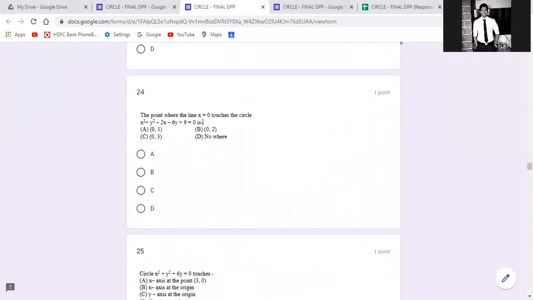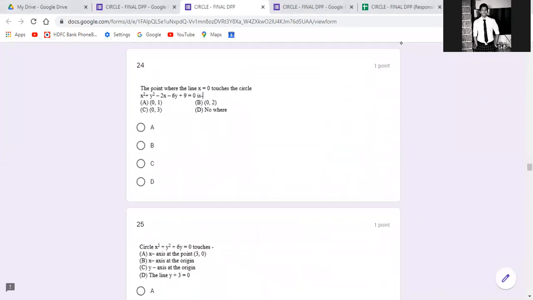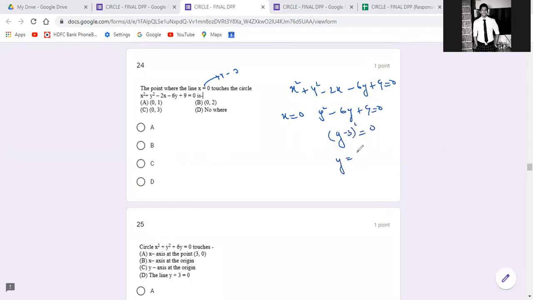After 23, next. Sir, 24th and 25th. 24th: the point on the line x equal to 0 where the circle touches. What do you mean by x equal to 0? The y-axis. So put x as 0 in the equation x square plus y square minus 2x minus 6y plus 9 equal to 0. Put x equal to 0: y square minus 6y plus 9 equal to 0. So y minus 3 the whole square equal to 0, so y is equal to 3. So the circle will touch at 0, 3.